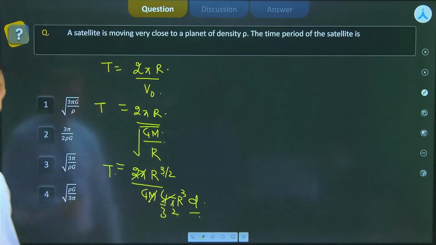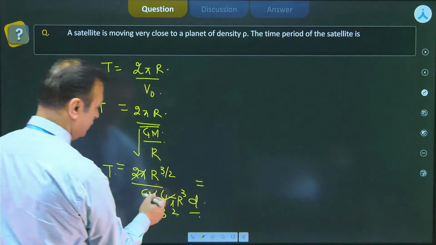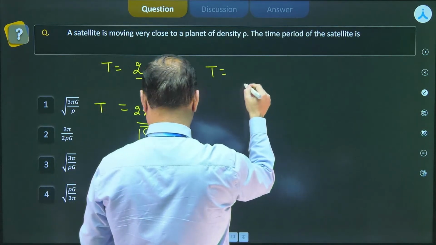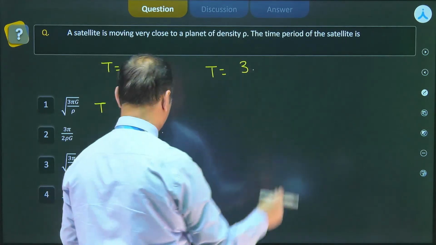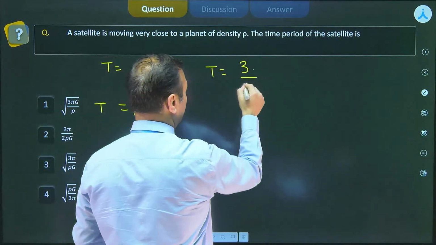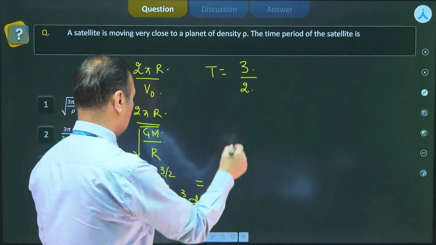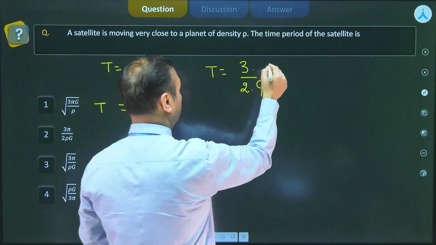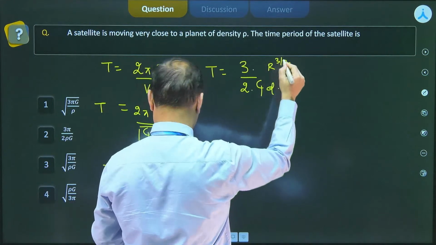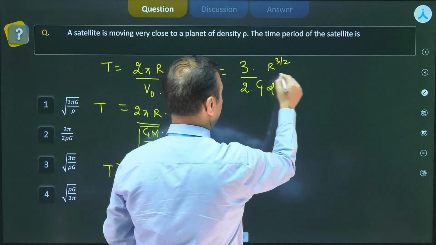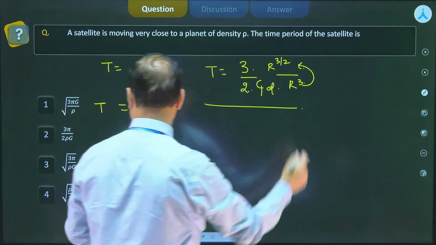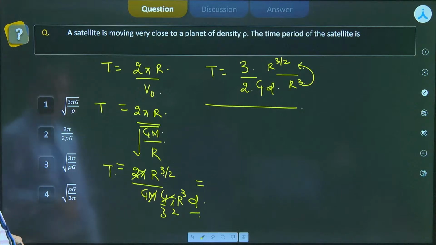Pi r cube. So can you pick the option? This is how you take the ratio. So what you're left with is this 3 on the numerator side, and I think we had 2 on this side. Density, g is there, d is there, and here we have r power 3 by 2, and here we have r cube. So you take this ratio, and this is how we'll have the answer.